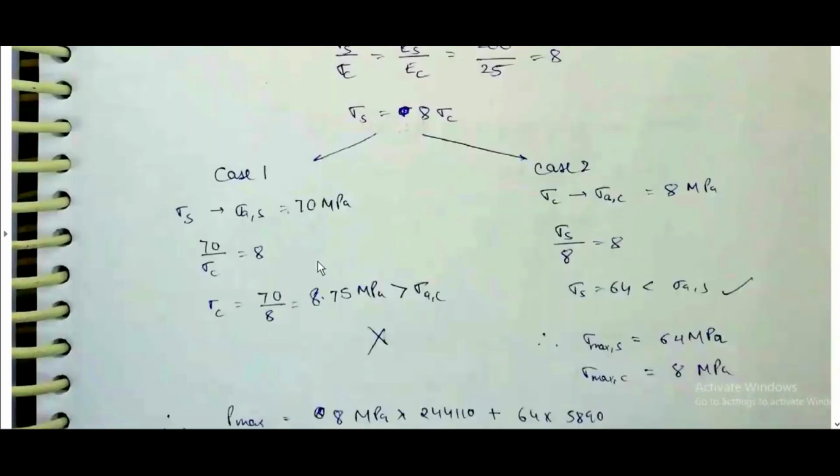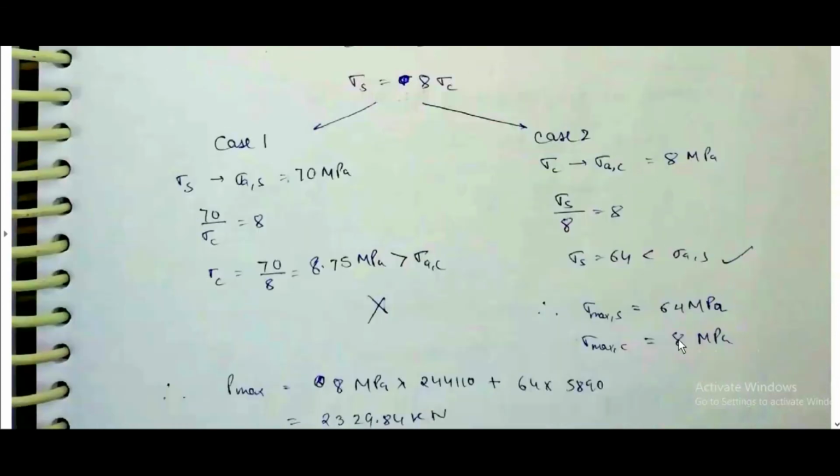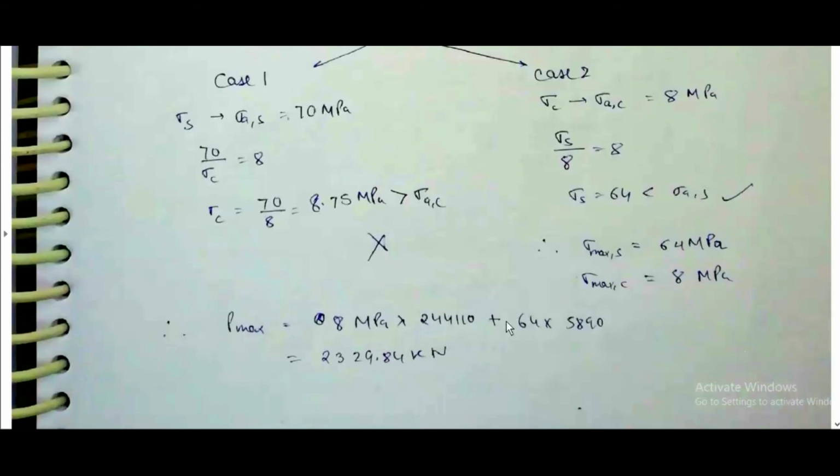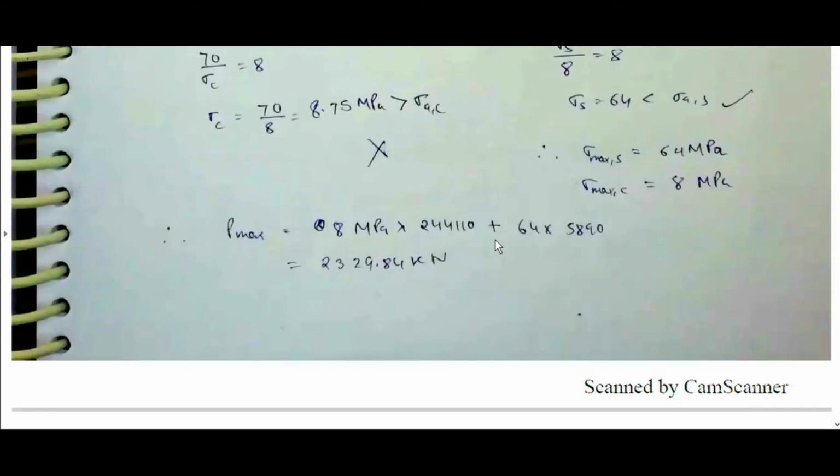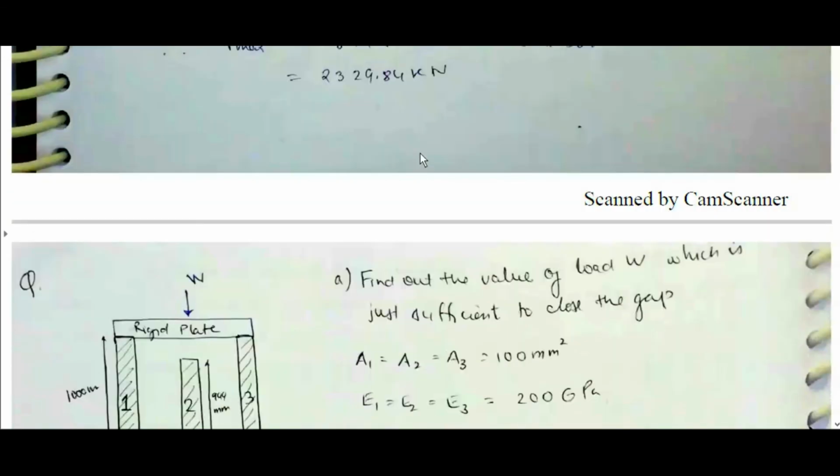Case 1: sigma S is equal to 70 MPa. Sigma C is equal to 70 by 8, which is 8.75 MPa, greater than sigma allowable C. Case 2: sigma C is equal to sigma allowable C, which is 8 MPa. Sigma S is equal to 64, less than sigma allowable S. So this is the correct case. Sigma max steel is equal to 64 MPa. Sigma max concrete is equal to 8 MPa. Pmax is equal to 8 into that area plus 64 into that area, which is 2329.84 kilonewton.